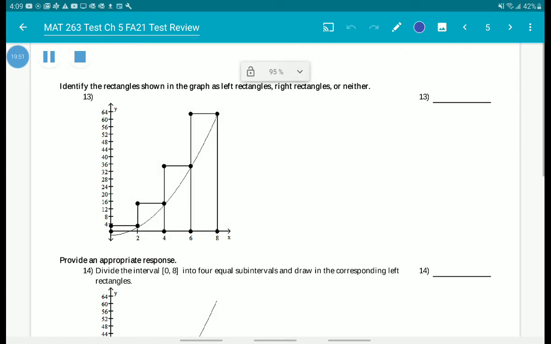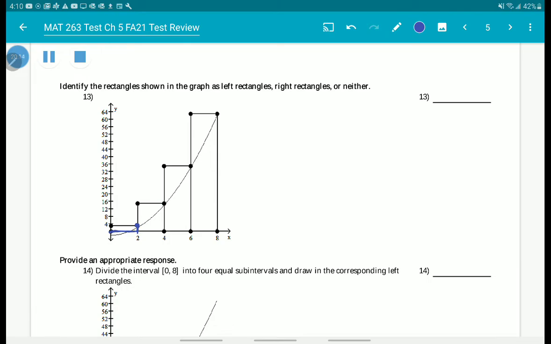Okay, 13 is asking us to identify what kind of rectangles we have here. Are they left, are they right, or are they neither? So we need to look at the interval. The interval from 0 to 2 is here. Notice that I'm using that right point to identify that rectangle. That's the point that's touching that curve.